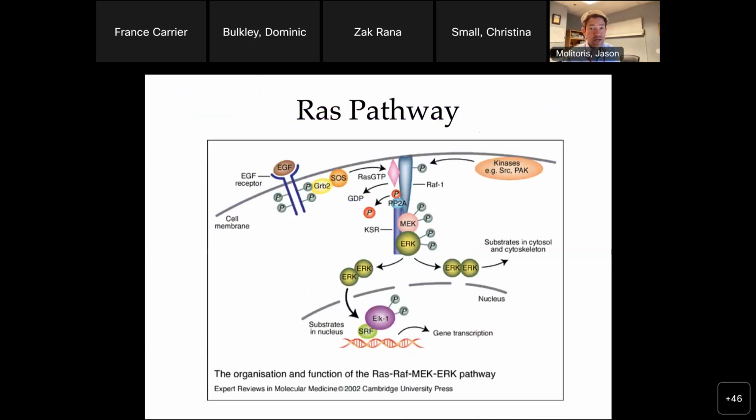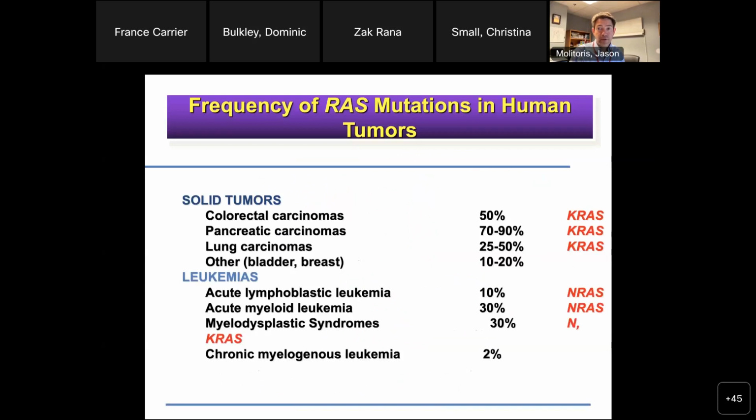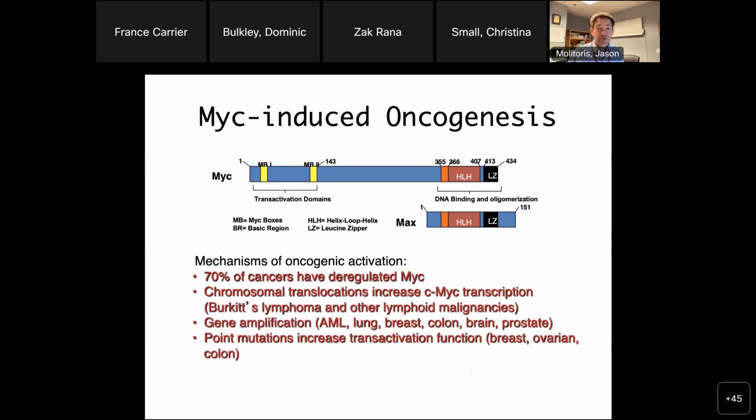Here's a good example of the RAS pathway, kind of just for reference to get an idea of downstream. So downstream, it will activate the MAP kinase pathway, MEK and ERK, leading to gene transcription within the nucleus. Again, here are a number of malignancies with the percentages of RAS mutation.